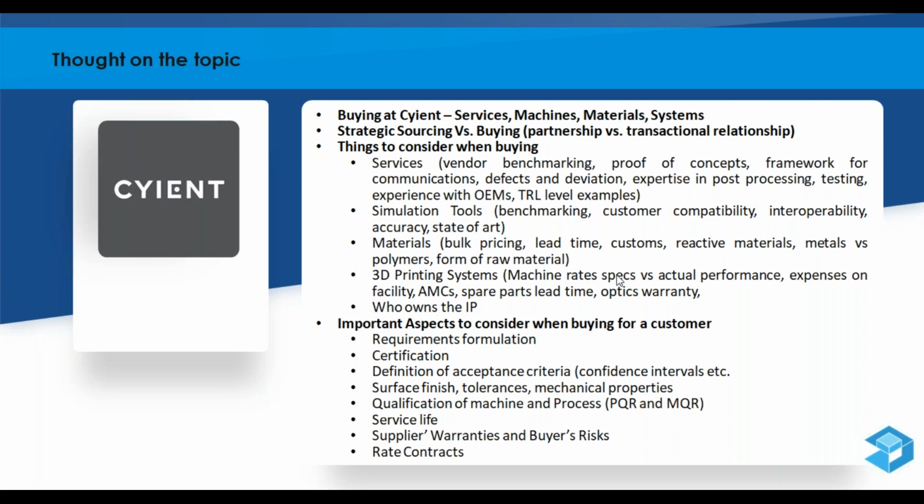Then qualification of the machine and the process, right? PQR as well as MQR. These are two aspects that need to be critically looked at so that you can have some confidence in your production process once you move to production. Is there a warranty that the manufacturer can issue on the service life of the parts? And what are the other suppliers' warranties and buyers' risk that can be there?